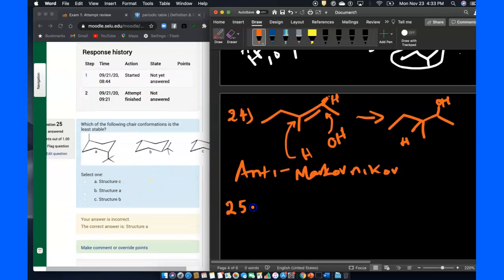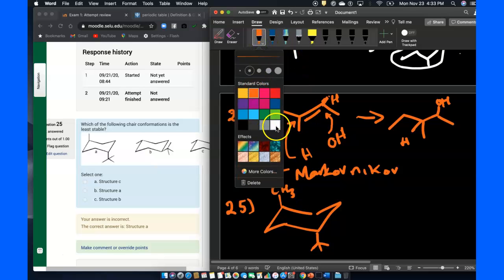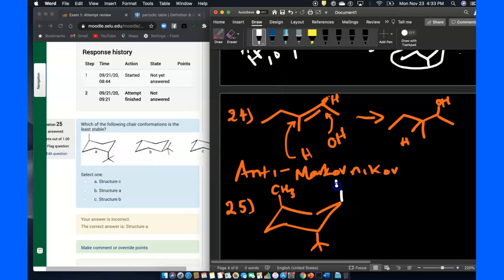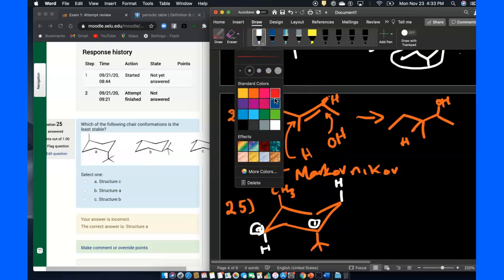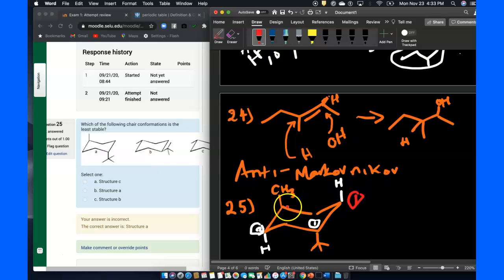On 25, which one is the least stable? The hidden information here is looking for 1,3 diaxial interactions. So you know you have a CH3 there. Count 3 carbons over. There's a hydrogen. There's a hydrogen. So let's assume this is position 1. This will be position 3. Let's assume this is position 1. This will be position 3. Similarly, there's another hydrogen here, which if this is position 3, this will be position 1.